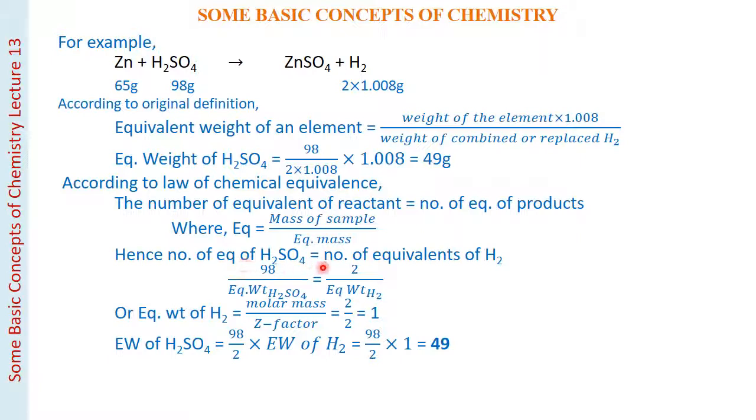Hence, the number of equivalents of H₂SO4 have to be equal to the number of equivalents of H2. So this is what you would get: 98 divided by the equivalent weight of H₂SO4 equal to 2 divided by the equivalent weight of H2. And what is the equivalent weight of H2? Molar mass divided by the Z factor. So if H2 gives 2 H ions, 2 moles of H ions, the Z factor would be 2. So 2 divided by 2 is 1. So the equivalent weight of hydrogen is 1. So substituting here 1, you get 98 divided by 2 into 1. Again, you get the equivalent weight to be 49. So I hope all the ways we calculated the equivalent weight are now clear to you.